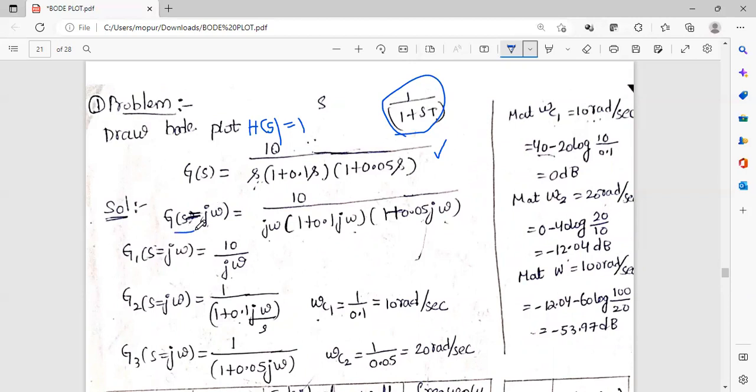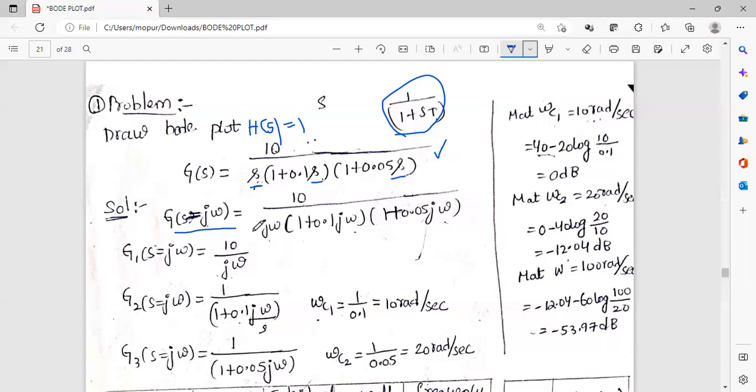Now, first step is G of j omega: replace S with j omega. 10 by j omega into (1 plus 0.1 j omega) into (1 plus 0.05 j omega). Now, the first step is over. The second step is, as I had explained in the derivation, the Bode plot is obtained by the individual magnitude plots of the individual components of the transfer function. So you should extract all the individual components, find the magnitude of each component, and draw the magnitude plot of each component, which together constitutes the magnitude plot of the system. So I am extracting the components.